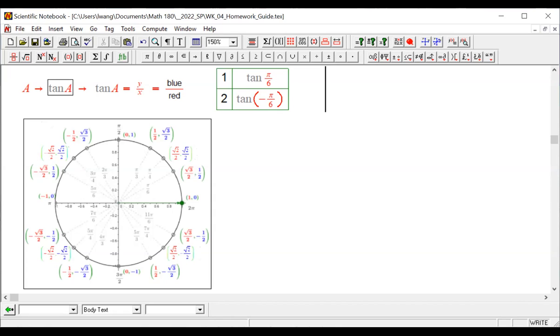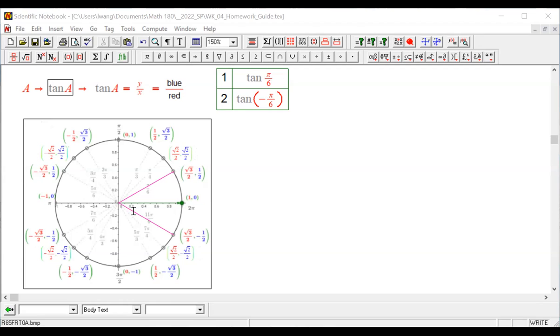So with that said and done, we're going to use the definition of angle. We measure the angle from standard position. Pi over 6, we get to here. Negative pi over 6, and we will get over here. So one is pi over 6, and the other is negative pi over 6. With this setup, what do we see? We see two pairs of blue and red numbers.